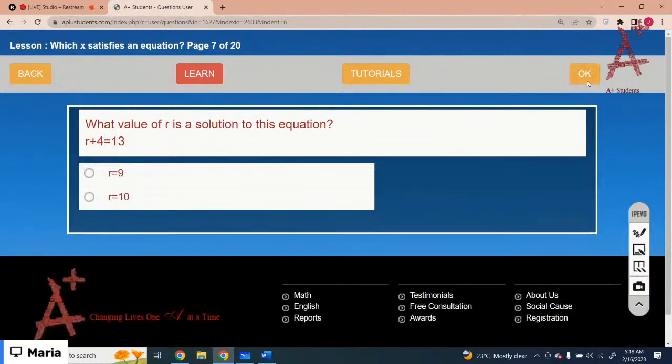Okay, the next one is r plus 4 equals 13. So just subtract 4 both sides. So on the left hand side, 4 minus 4 makes 0. You are left with just r, and 13 subtract 4 equals 9. So the correct option is r equals 9. Got it? Because r equals 9 makes the equation true.